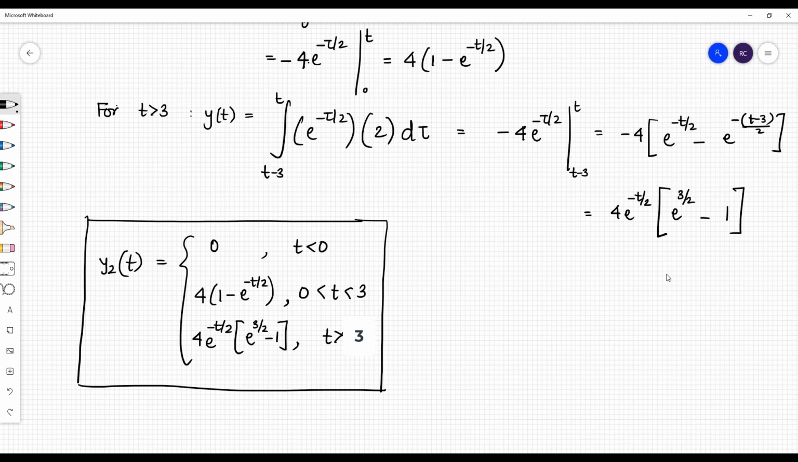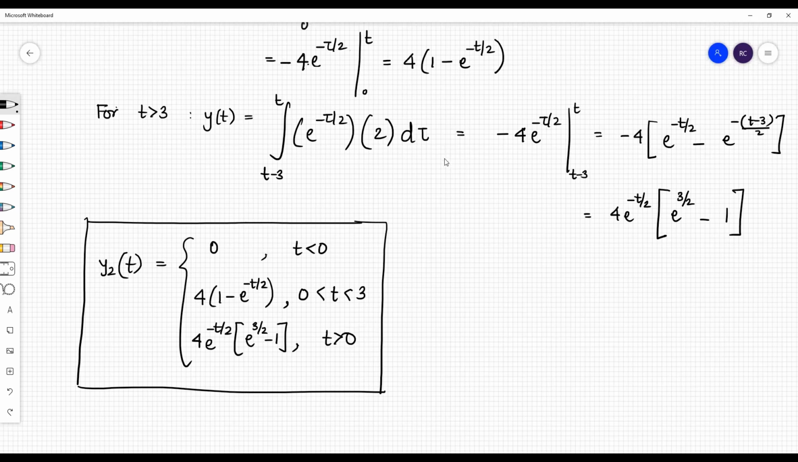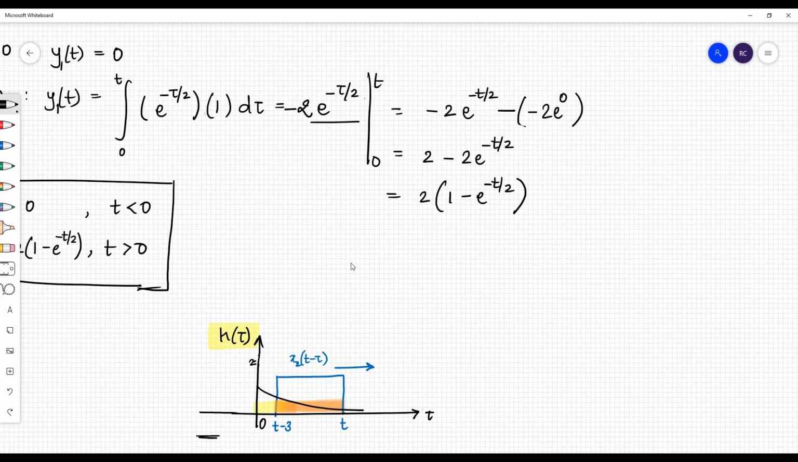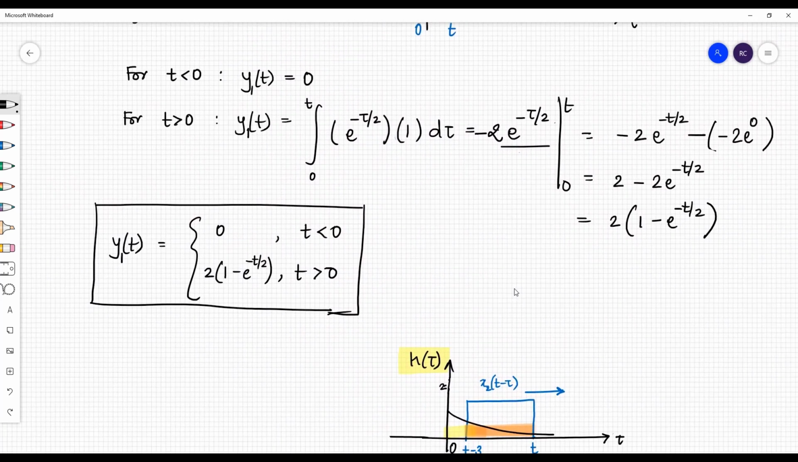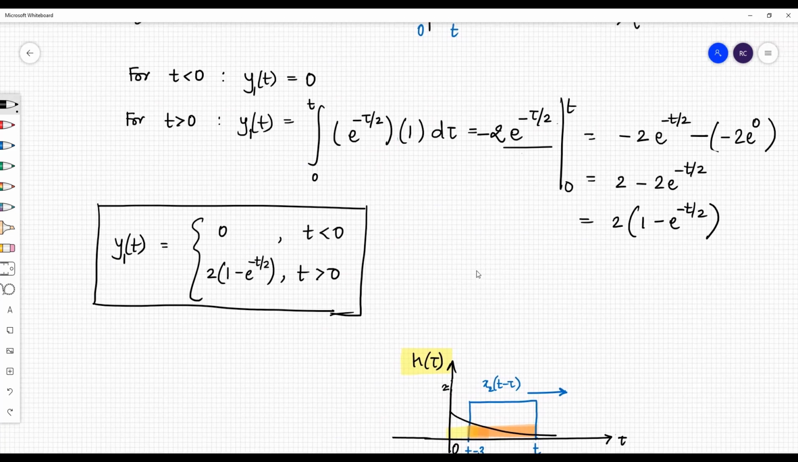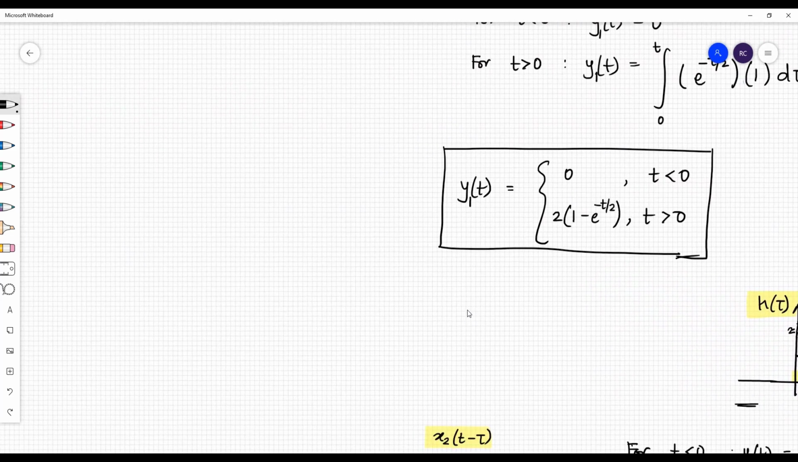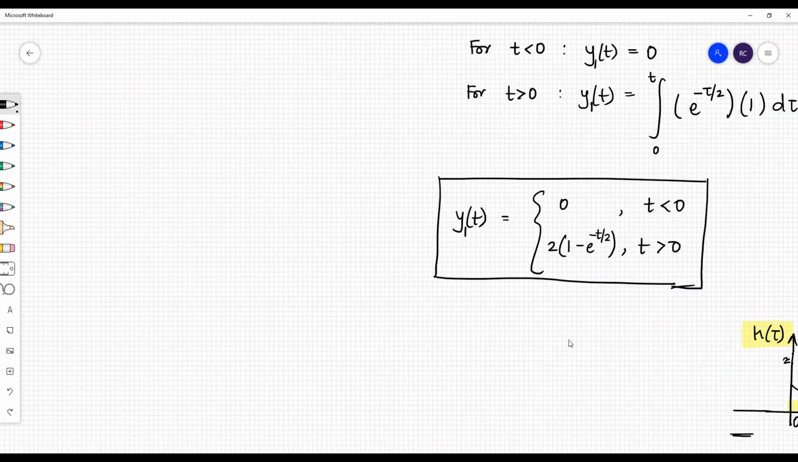Okay. The question also asked, and I forgot to do that, the question also asked us to sketch the solution. So let us sketch the first one first. This one was for y1(t). How does this signal look like? You notice that this is a decaying exponential. So one thing is clear, that we don't have to worry about what is happening for t less than 0, right? Its value is 0 only. But what about after t equal to 0? It is 2 times (1 minus e to the power minus t by 2).